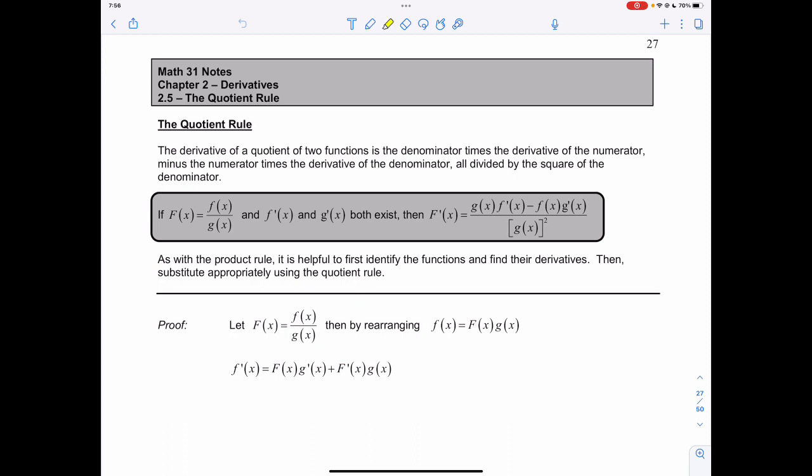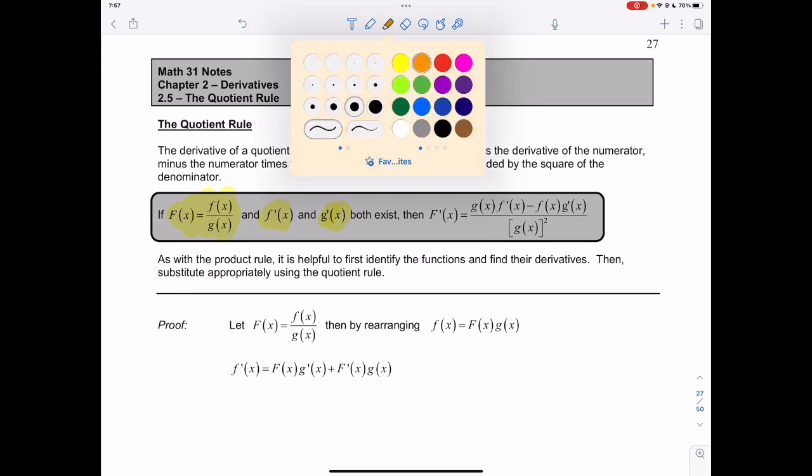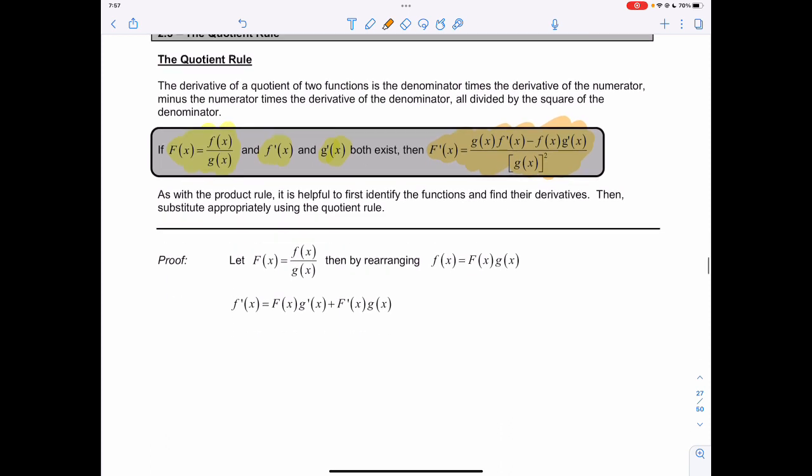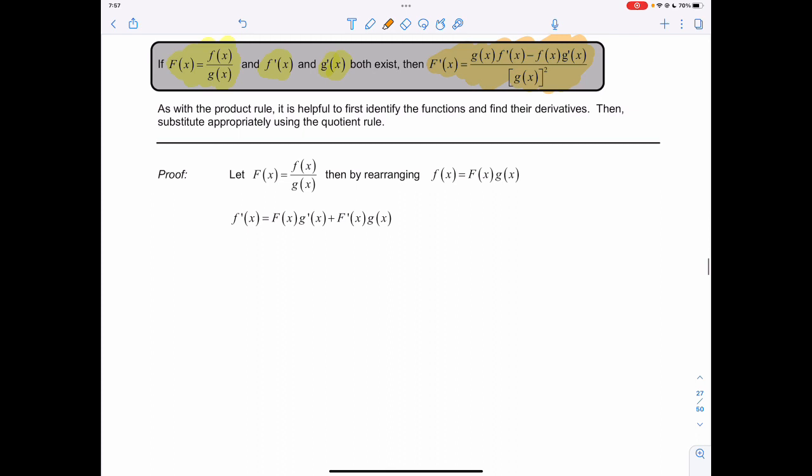If this is my original function, and f prime of x and g prime of x both exist, then this is what my derivative of the same function is going to be. So let's take a look at the proof of this.